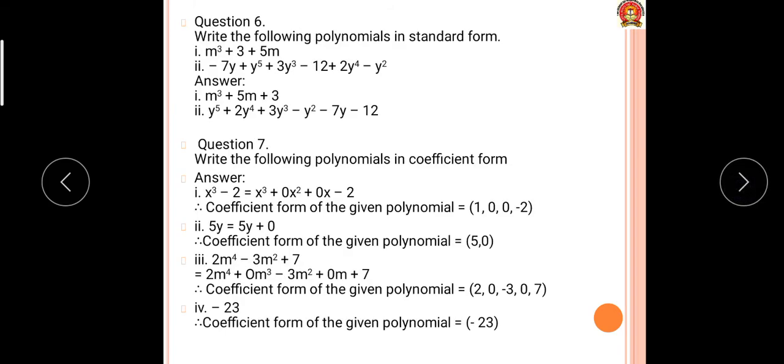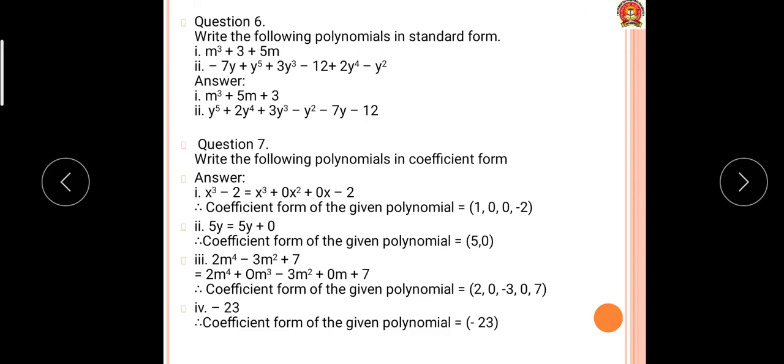Write the following polynomials in the standard form. Standard form means write in the descending or ascending order of their degrees. So first one, m cube plus 3 plus 5m. So m cube plus 5m plus 3. Second, highest degree is 5. So y raised to the power 5 plus 2y raised to the power 4 plus 3y raised to the power 3 minus y square minus 7y minus 12.